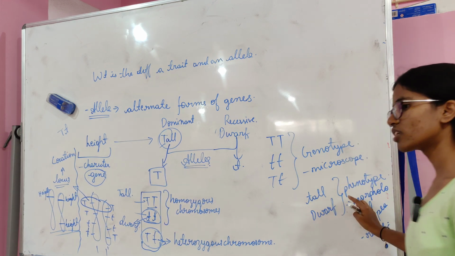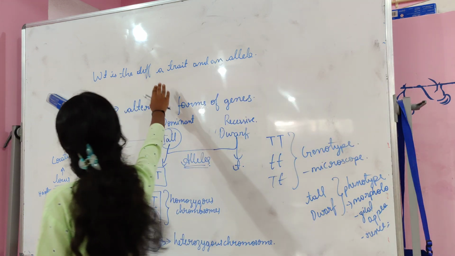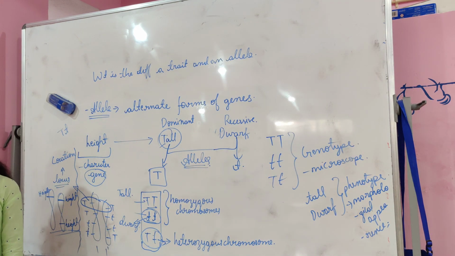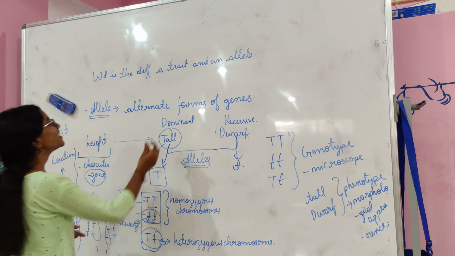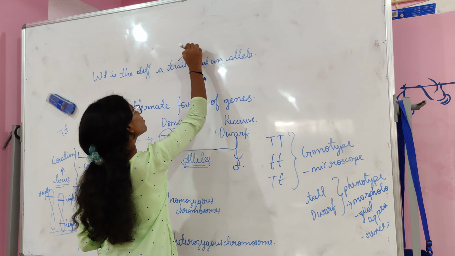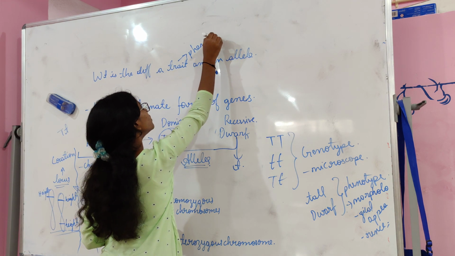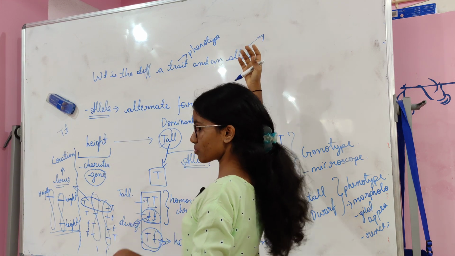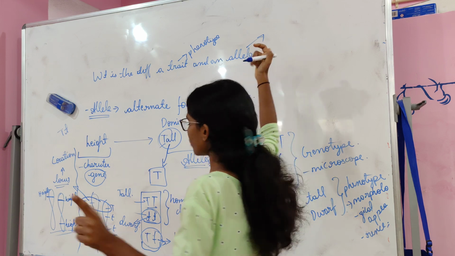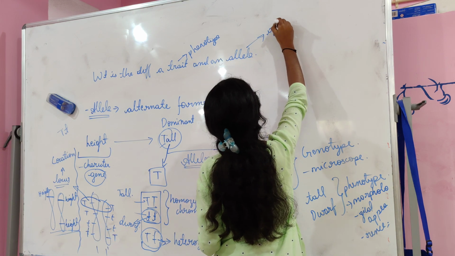Okay, morphological appearance. And I asked you a question, what is the difference between trait and allele? Can you tell me with reference to genotype and phenotype, Radhima? Okay. So, trait is referred to phenotype. Allele is something alternate forms of gene, right? So, gene is present inside the body. It is not seen outside, right? So, this is referred to genotype.